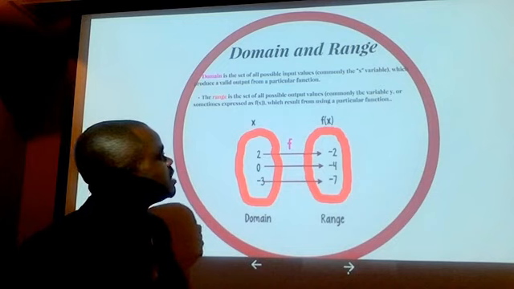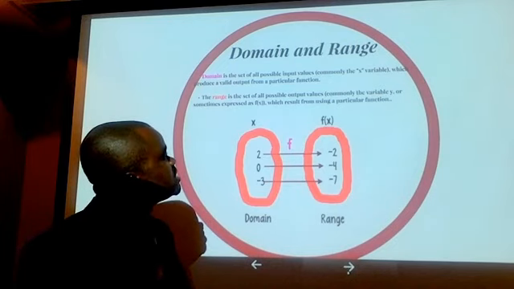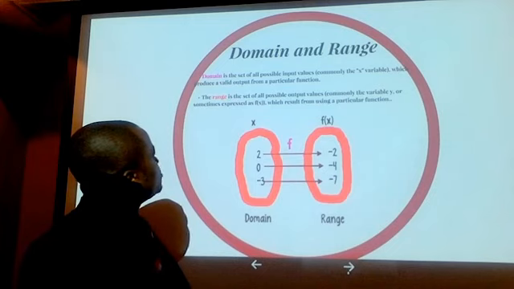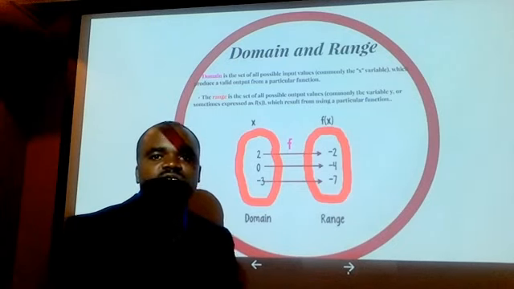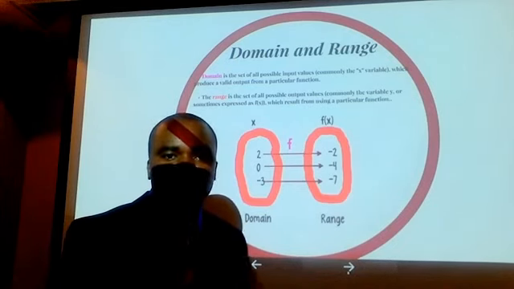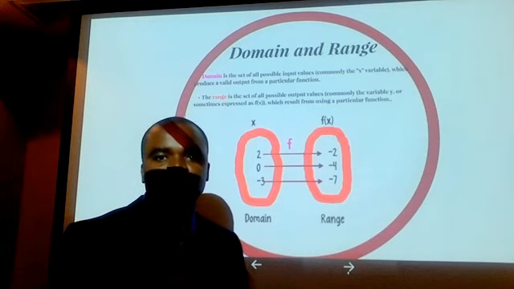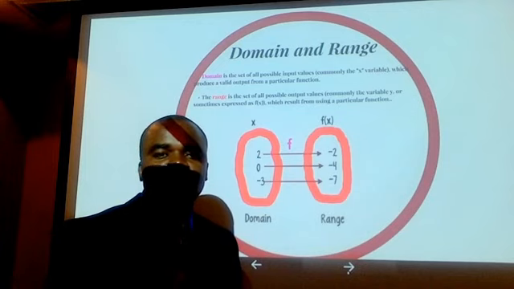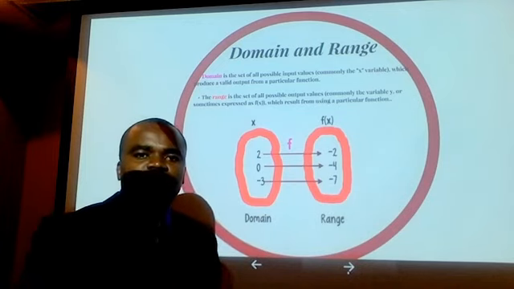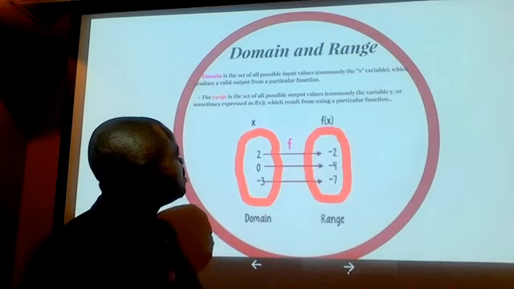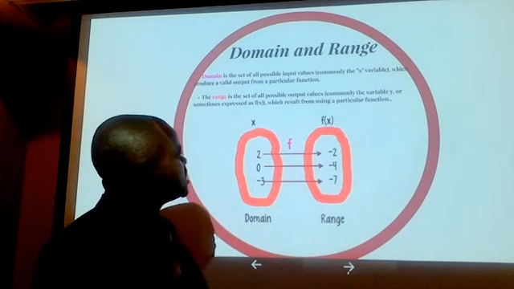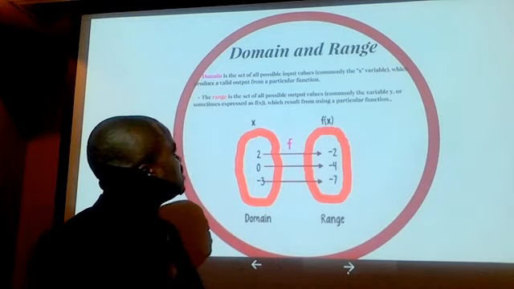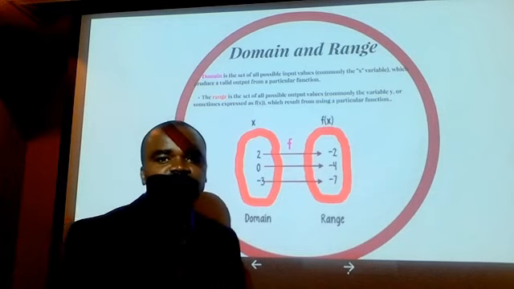A domain is the set of all possible input values which produce a valid output from a particular function. A set of all possible input values which produce a valid output. Then a range is the set of all possible output values. A set of all possible output values which result from using a particular function.